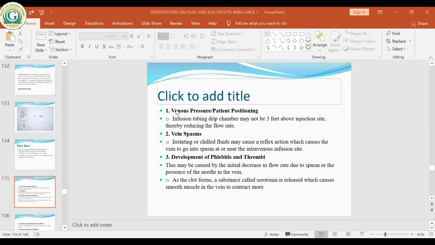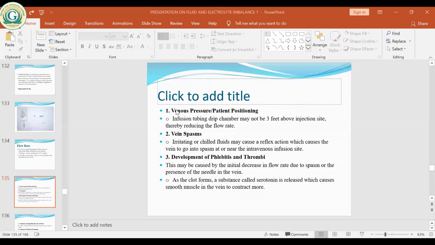Vein spasms. Sometimes when you are infusing very cold fluids, it sets the veins into spasms. And once the vein goes into spasms, it closes the lumen of the vein and thereby reduces the infusion that enters the circulatory system. Irritating or chilled fluids may cause a reflex action, which causes the veins to go into spasms at or near the infusion site. That is what reduces the lumen and thereby reduces the flow rate.